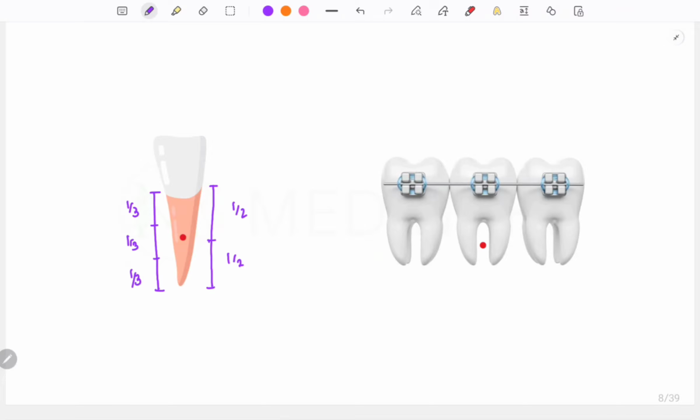Okay, if we divide this root again into thirds, this center of resistance that we are talking about is located somewhere between 1/3 to 1/2 of the root. Okay, we don't know the exact point, we can't tell the exact location of that center of resistance, but we can see approximately it is located here. So if we give force along this center of resistance, then it will move as a whole unit.